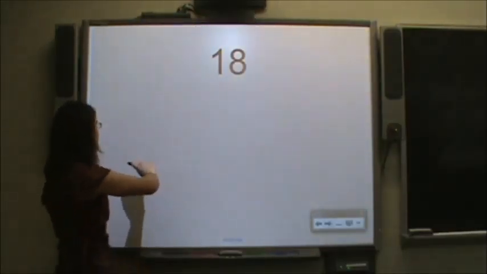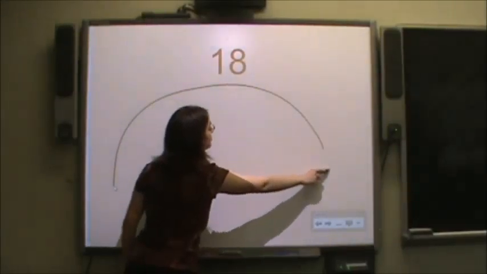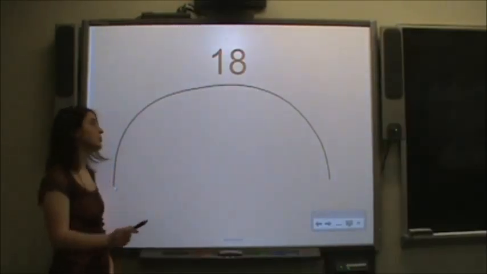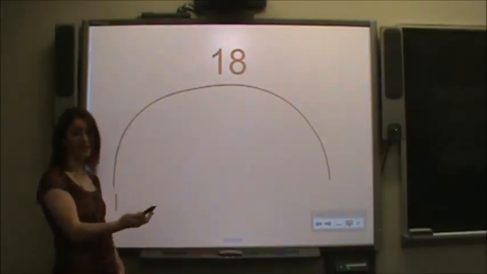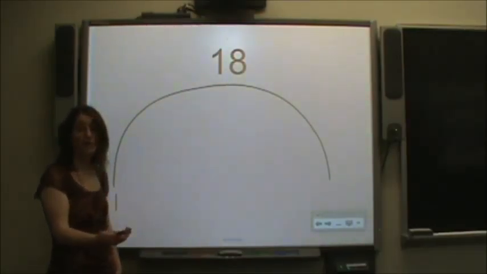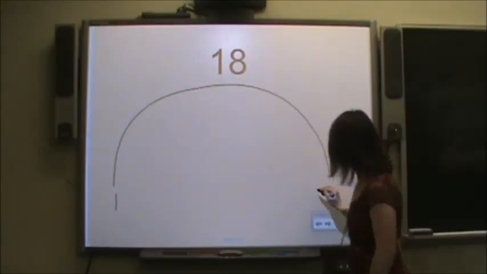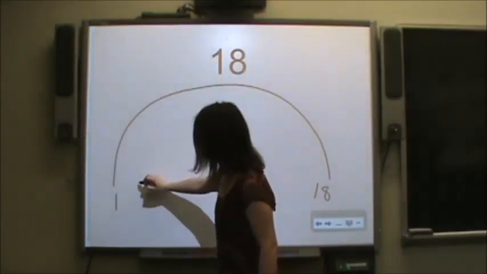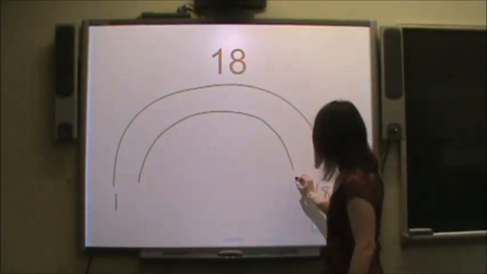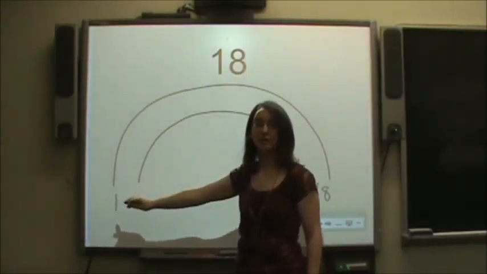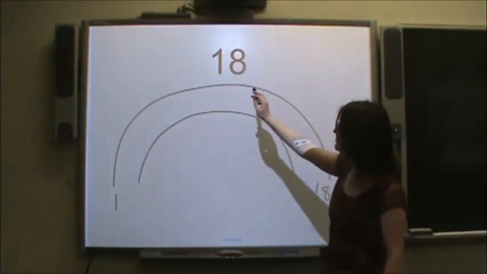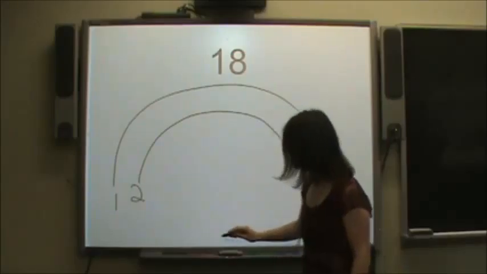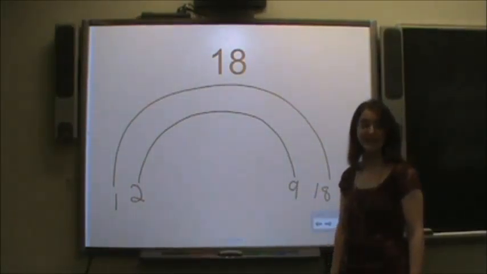In order to make a factor rainbow, you start with the outside loop of the rainbow. And in the outside loop, you always start with 1. So you ask yourself, 1 times what equals 18? Well, 1 times 18 equals 18. So then I'm going to write 18 over here, and I wrote my 1 over there. Now I'm going to draw a second loop, and I'm going to go up one number. So I started at 1, now I'm going to go to 2. Is 2 times something 18? Yes. 2 times 9 equals 18.